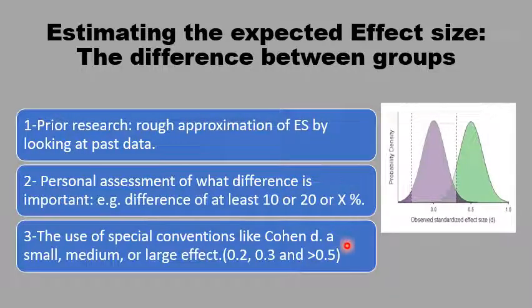The third is to use the special conventions like Cohen's d for the effect size. Cohen had classified the effect size into 0.2 for a small effect size, 0.3 for a medium, and more than 0.5 for a large effect size. So if you have your thoughts about how much you would expect of a difference between the two groups, if it is small, then the effect size you can choose is 0.2, medium 0.3, and if you expect a large difference between the two, then you can choose 0.5 or more than 0.5.